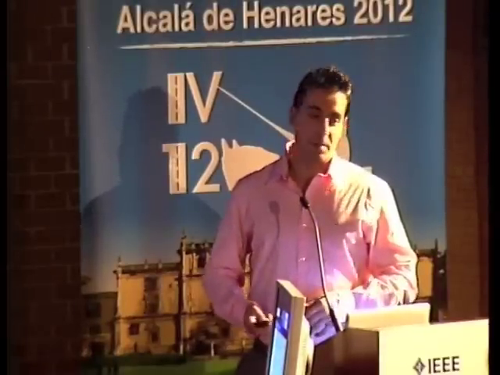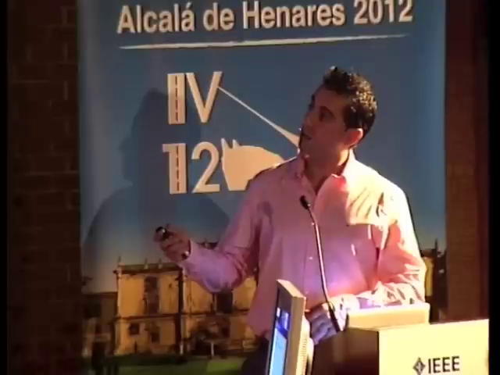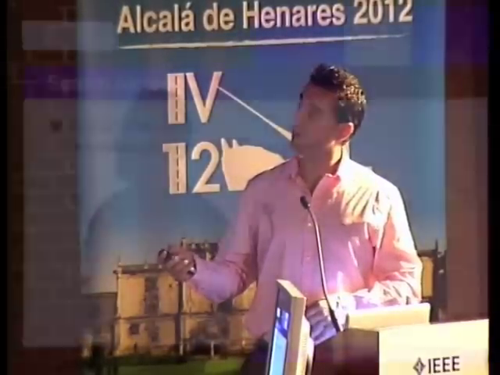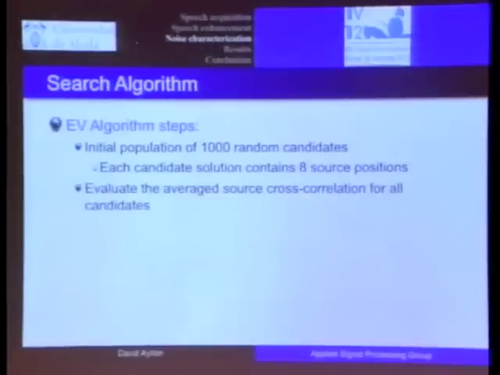The evolving algorithm we have implemented has the same steps. We start with an initial population of 1,000 random candidates. Each candidate solution contains a combination of 8 source positions. After that we evaluate the cost function, the average source cross-correlation, for all the individuals of our population. After that, we make a selection process. We select the best 10% of candidates.